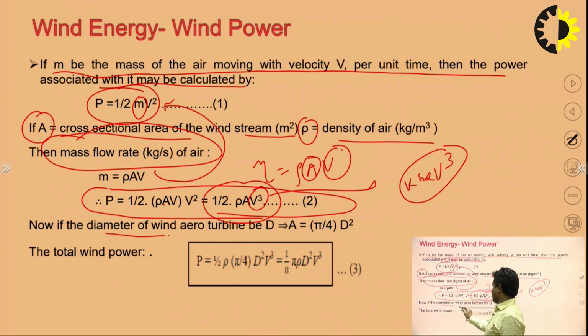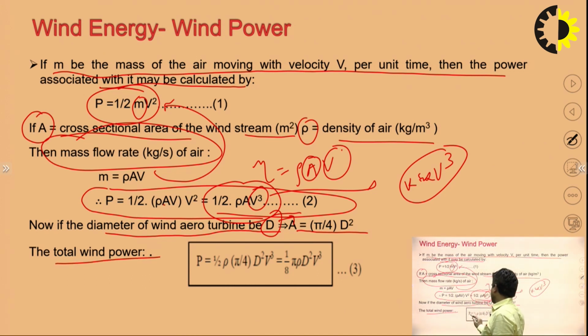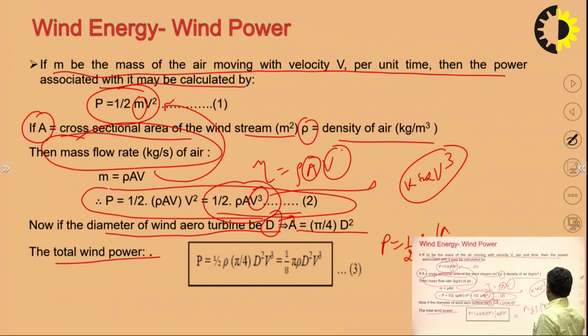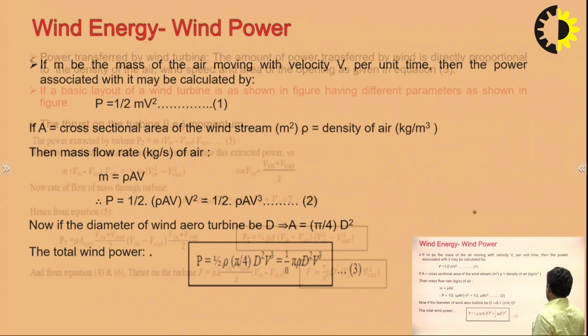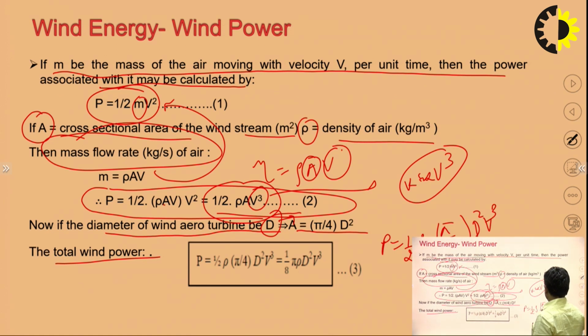The diameter of the wind turbine we define as d. So area we can define as pi by 4 d square. So again the total wind power we can define as P equals half rho pi by 4 d square v cube. So this equation becomes P equals 1 by 8 pi rho d square v cube.